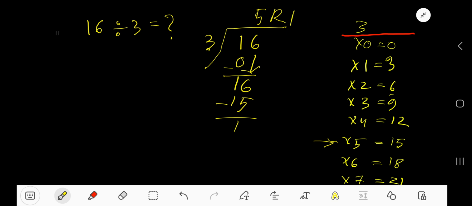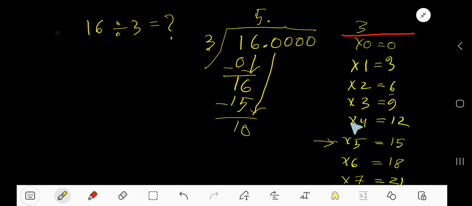But if you want to write your answer in decimal form, then convert this whole number into decimal. Put a decimal point, then you can add any number of zeros. Bring down the first 0. Before the 0 there is a decimal. The decimal must come to the quotient directly.